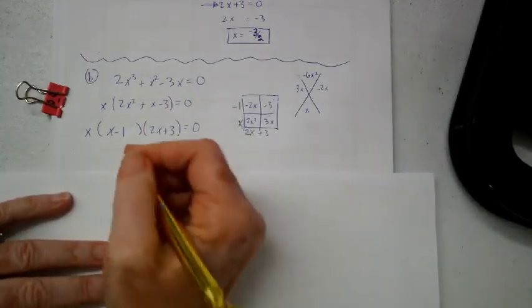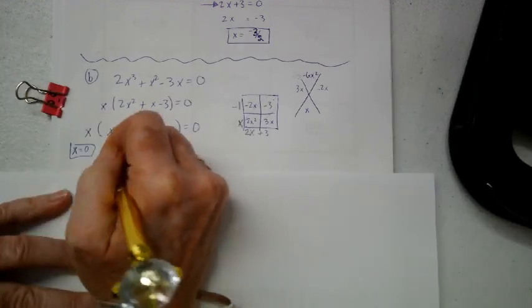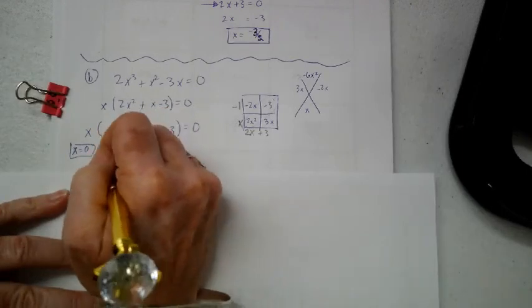And then I can kind of do this in my head. I can just say x equals 0. x equals 1, because 1 minus 1 is 0.